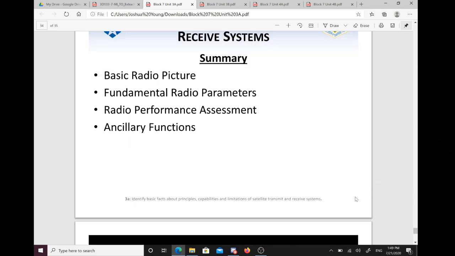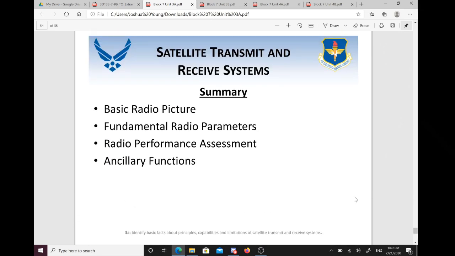All right. In Objective 3 Alpha, we discussed the basic radio picture, how our transmit path's responsibility is to transmit the baseband signal, and then on our receive, we will then recover that baseband signal. We talked about a few different fundamental radio parameters, as well as radio performance assessment and why that's crucial to our job. And then lastly, some ancillary functions.